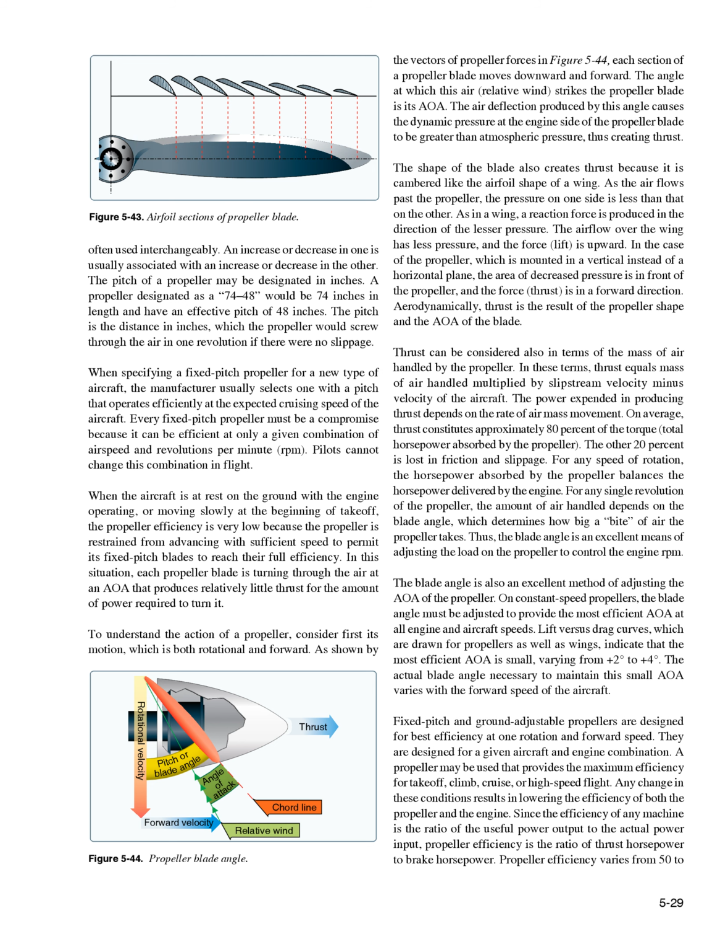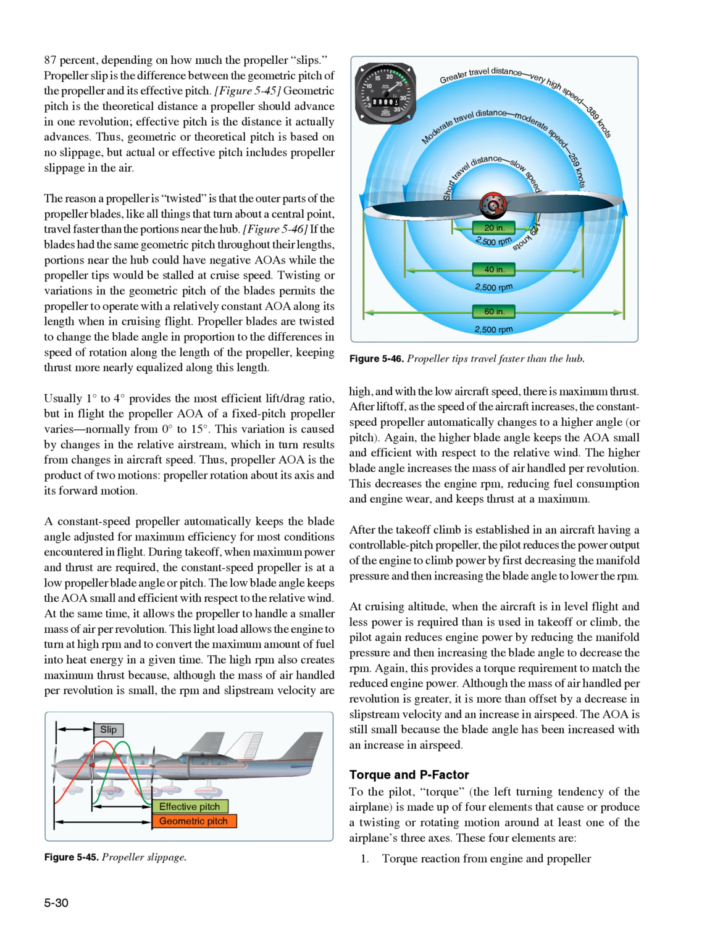Since the efficiency of any machine is the ratio of the useful power output to the actual power input, propeller efficiency is the ratio of thrust horsepower to brake horsepower. Propeller efficiency varies from 52 to 87%, depending on how much the propeller slips.